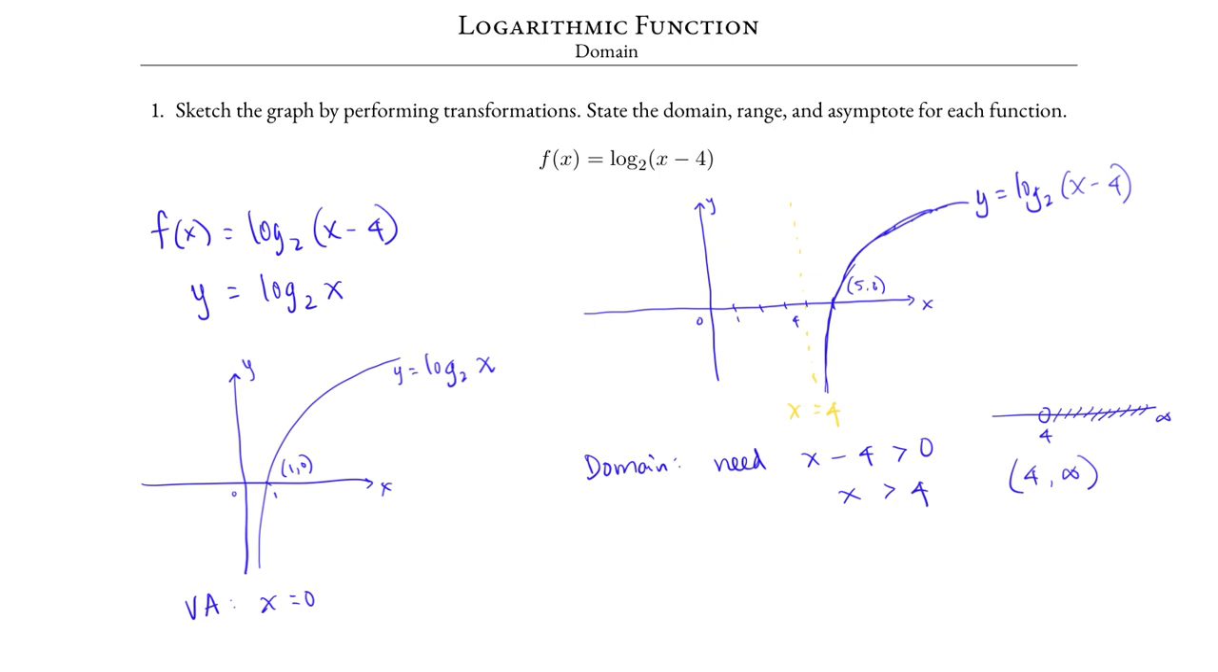We see from the graph that the range of the function is the set of all real numbers. It goes all the way from negative to positive. In this case, the range is from negative infinity to infinity, or simply the set of all real numbers. And we already mentioned that there is a vertical asymptote here, and that is x equals 4. There is no horizontal asymptote.